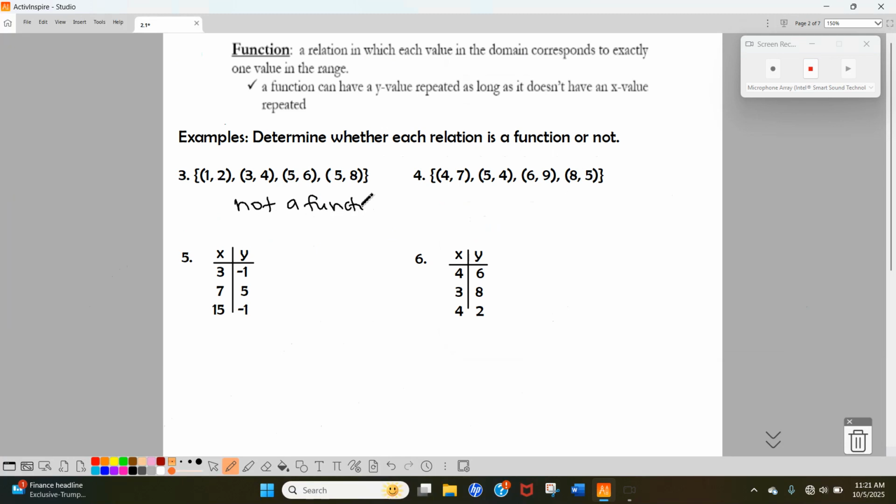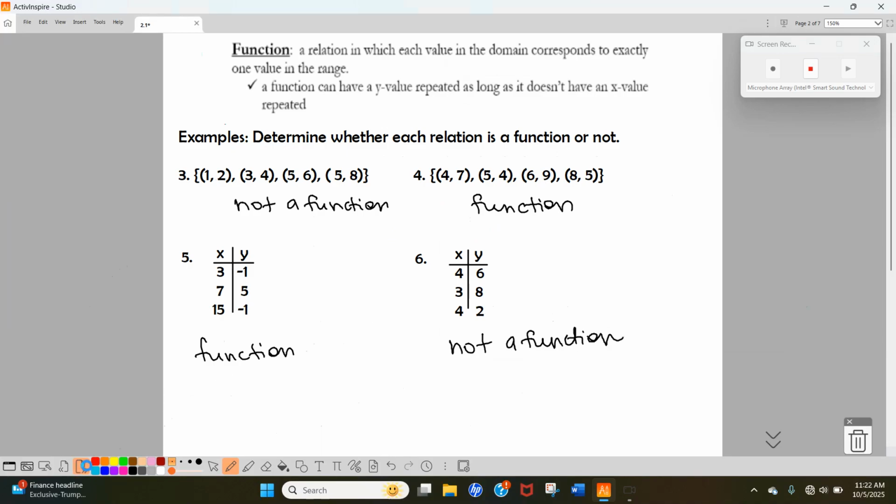Number 4, you've got 4, 5, 6, 8. That did not repeat, so yes, that is a function. All right, here you've got 3, 7, 15. That is a function, even though those y's repeat. We don't care about the y's. Number 6, you've got 4 go into 6 and then 4 go into 2, so that is not a function. If the x's repeat with different y's, not a function.